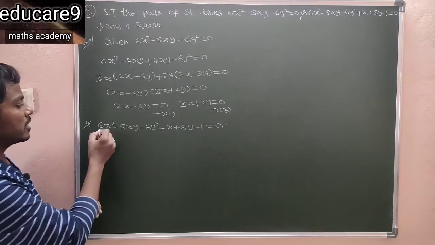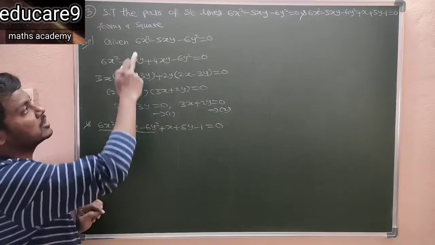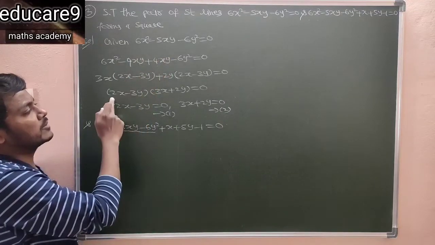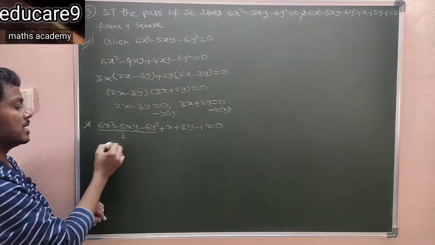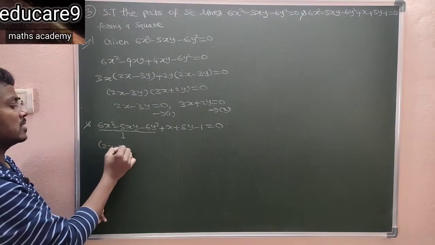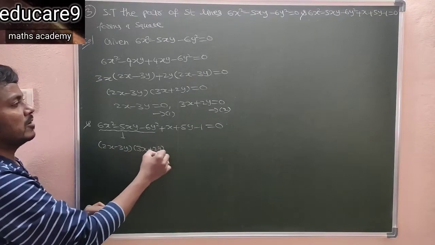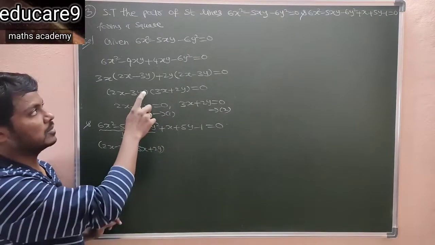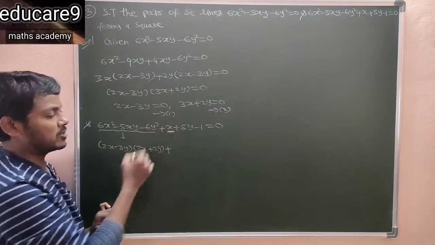Okay. So see here, 6x² minus 5xy minus 6y². How to write this one? It can be written as (2x minus 3y) into (3x plus 2y). From this, next, you need to write the x value.